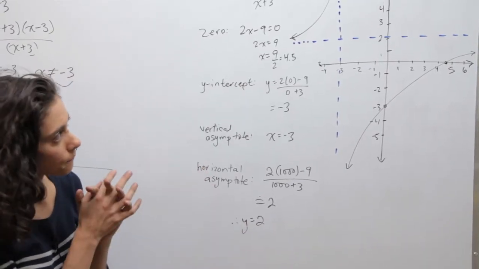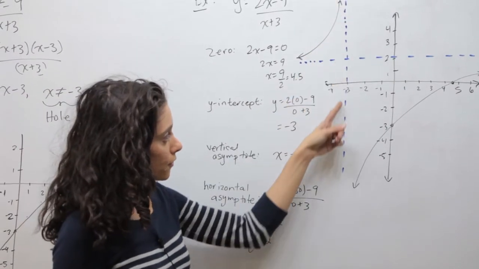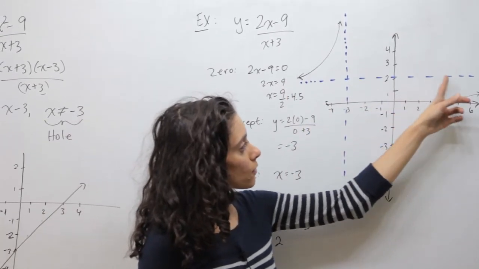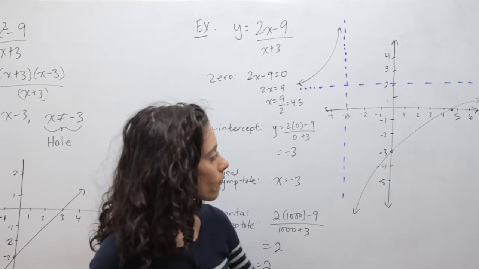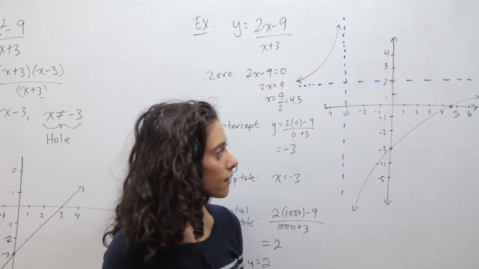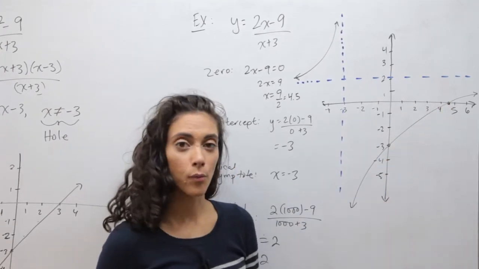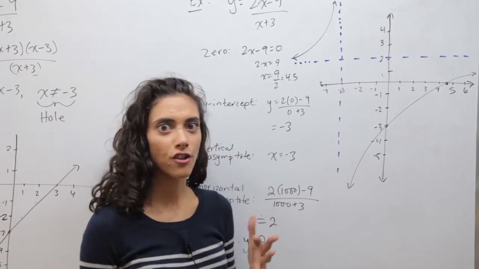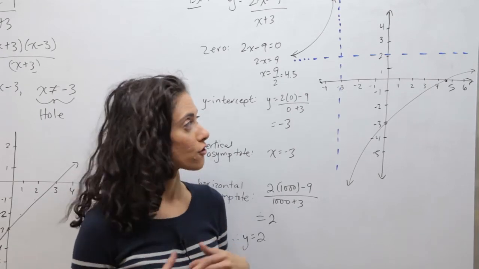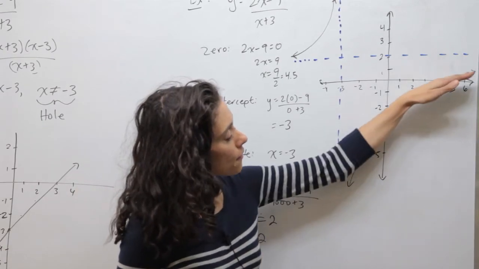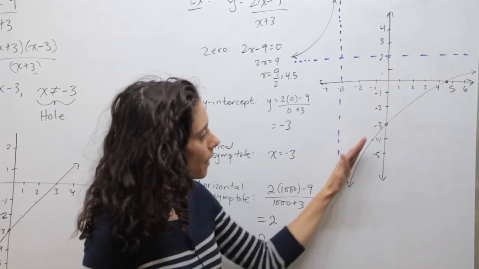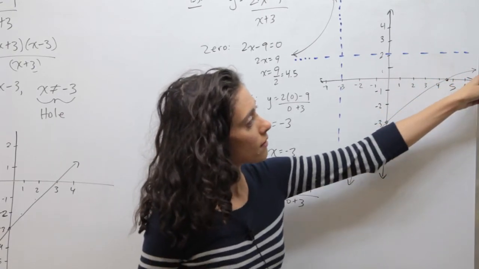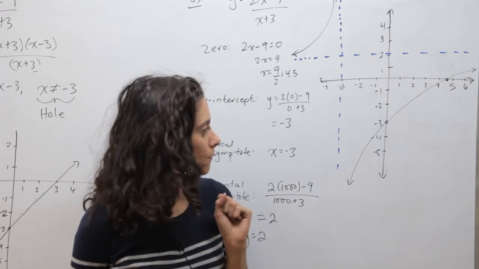Putting this all together, there's my vertical asymptote at x equals negative 3, my horizontal asymptote at y equals 2, my y-intercept at negative 3, my x-intercept at 4.5. Now remember, the definition of an asymptote is a line that your function gets closer and closer to, but never touches or crosses. So now I can piece together this segment of my graph. I know it has to pass through the intercepts and tend toward the asymptotes. If this kept going on, it would be getting closer and closer to the asymptote.